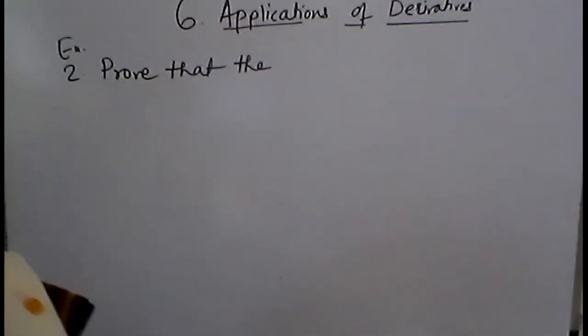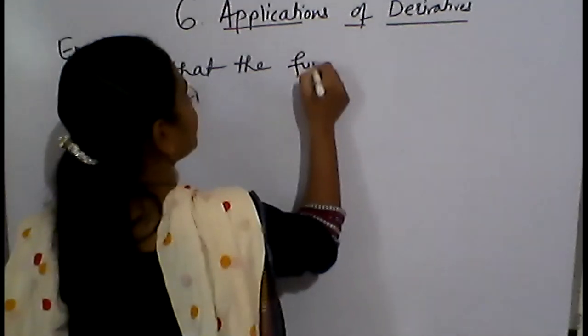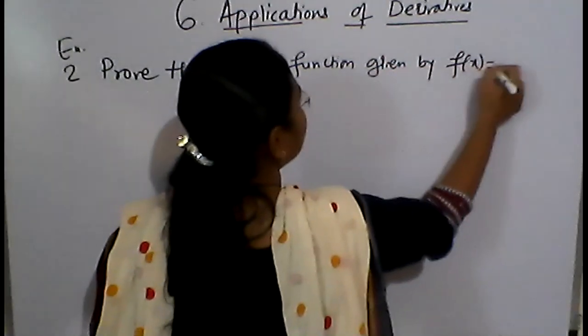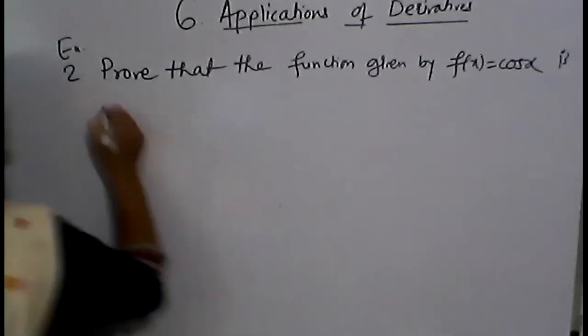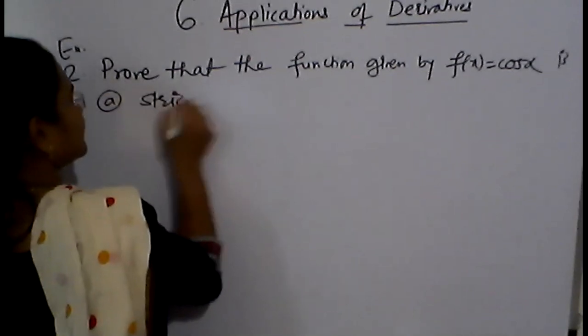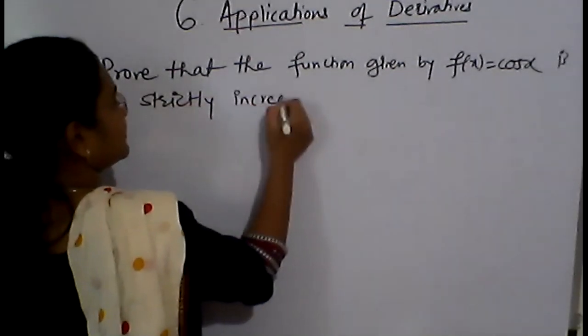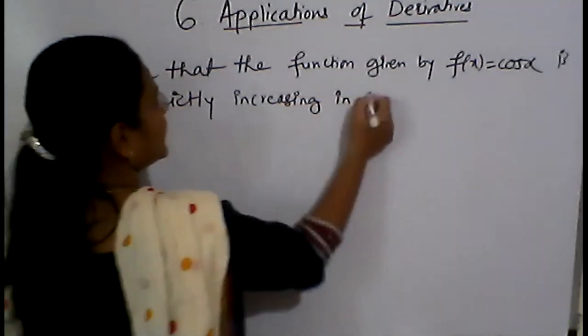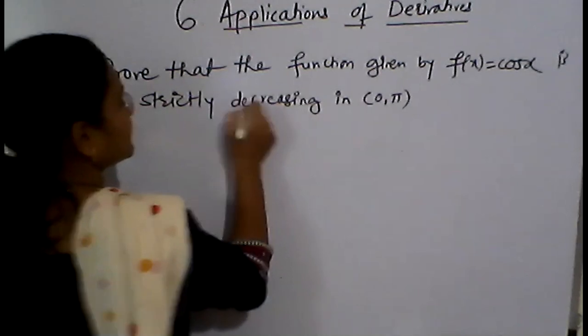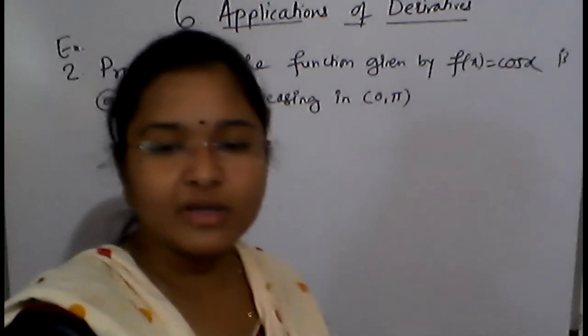Second example. Prove that the function given by f of x equals cos x is strictly increasing in open bracket 0 to 5. Okay. Sorry, strictly decreasing. Let me see how many of you can do it.